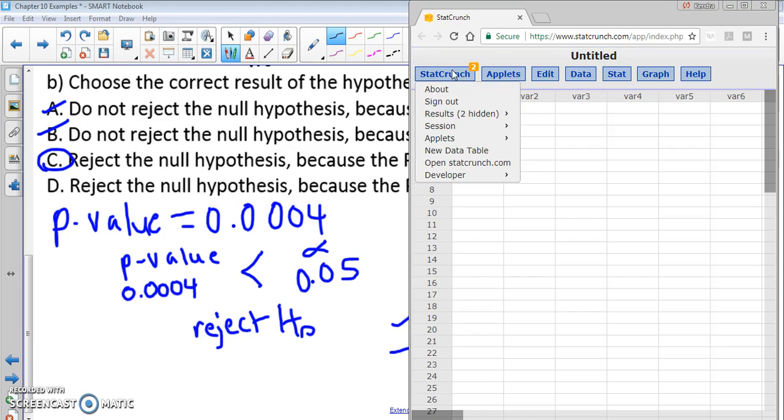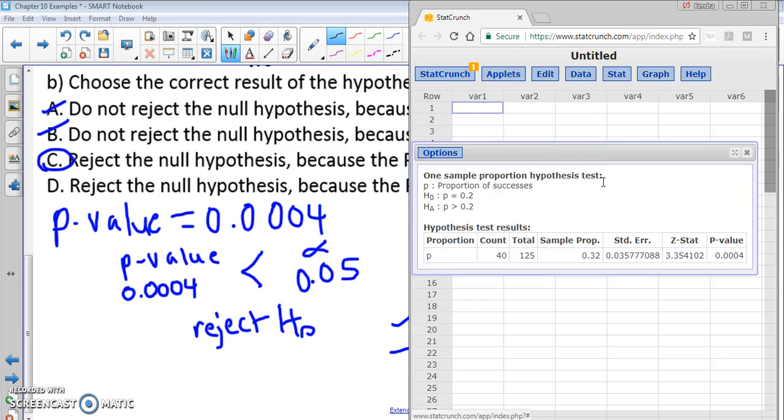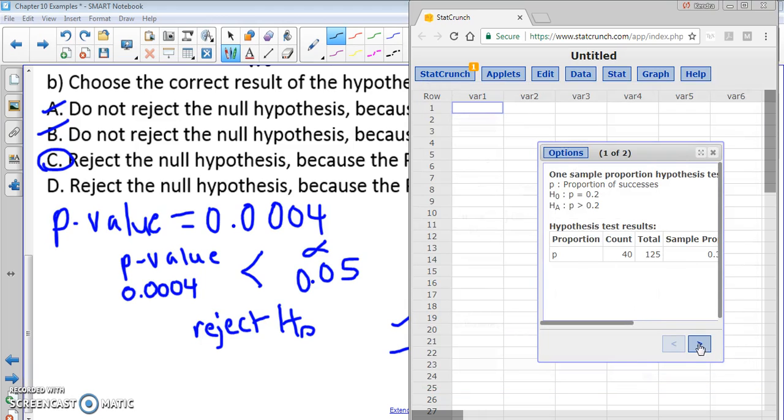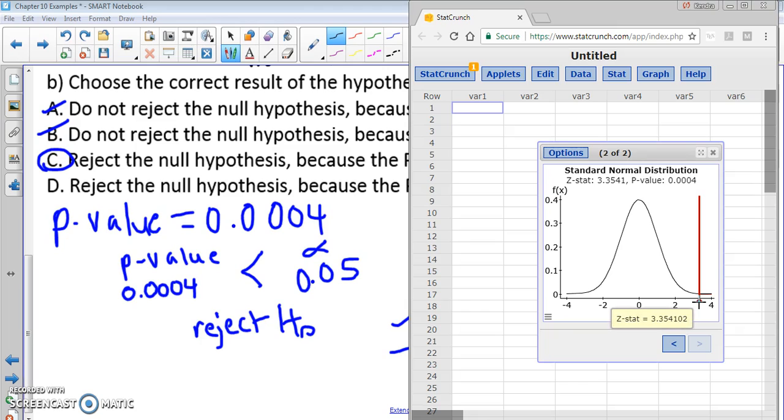And just to pull this back up, I didn't do that on this one, I don't think. Edit, put the p-value plot in here, hit compute, and go over here. You can see that it's got the z-stat and then that plotted in on here. So that's everything over here, beyond that test statistic there. And so that's how the two methods are corresponding.